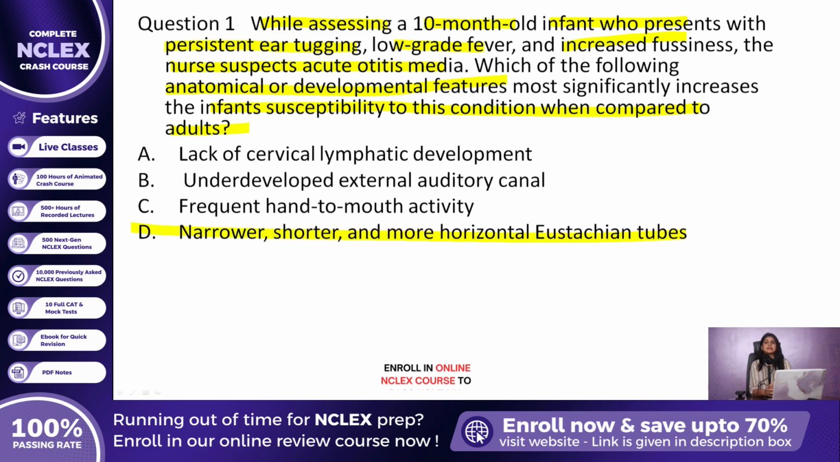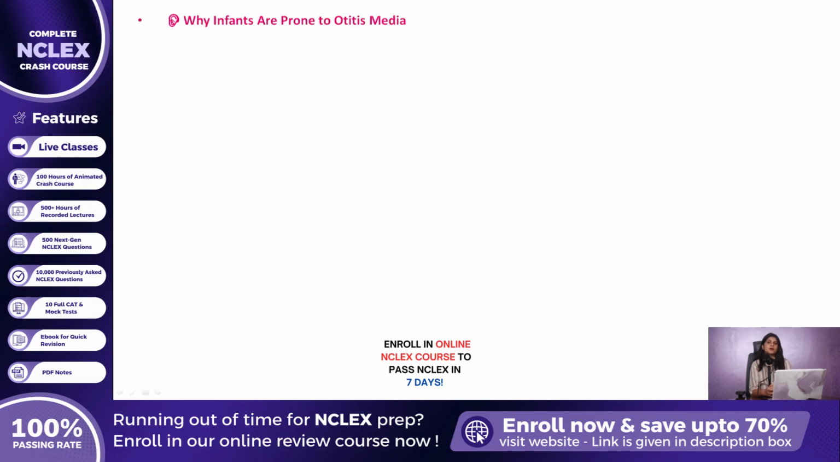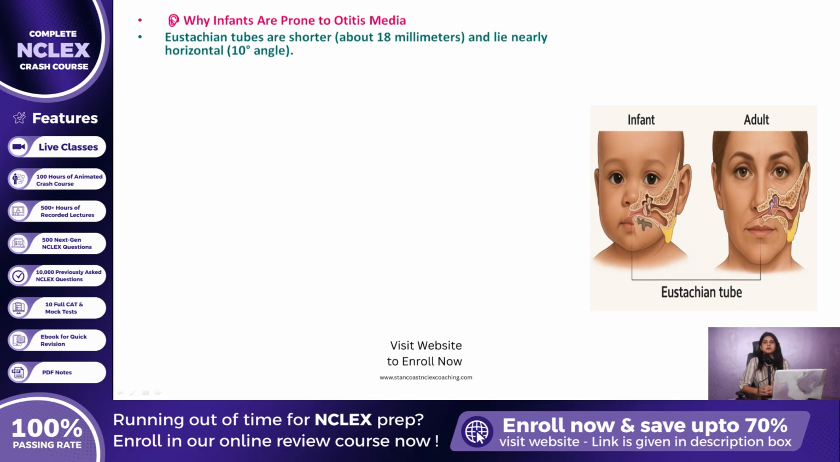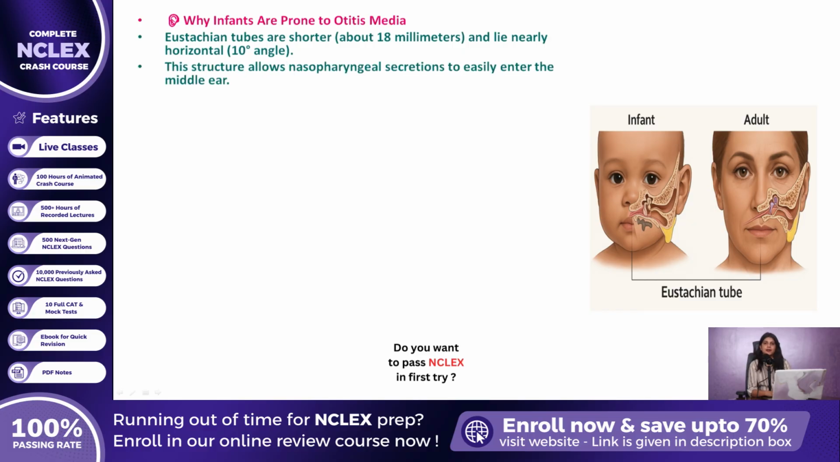Let us talk about why this matters so much in infant care and why it is crucial for NCLEX preparation. In a 10-month-old infant, the eustachian tubes have a distinct structural disadvantage compared to those in older children or adults. These tubes measure only about 18 millimeters and lie nearly horizontal, at roughly a 10-degree angle, making it easy for secretions from the nasopharynx to travel up into the middle ear.